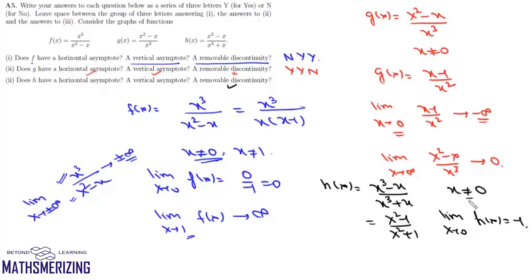So the only point of discontinuity is 0, at which it has a removable discontinuity, so it doesn't have a vertical asymptote. And for horizontal asymptote, we'll find this limit as x tends to infinity of h(x). Now here, the degree of the numerator is the same as the degree of the denominator. So the answer to this limit will be the coefficient of x cube in the numerator upon the coefficient of x cube in the denominator, which is 1. So this limit approaches a finite value. That means it has a horizontal asymptote. So for this third one, the answer will be yes, no and yes.